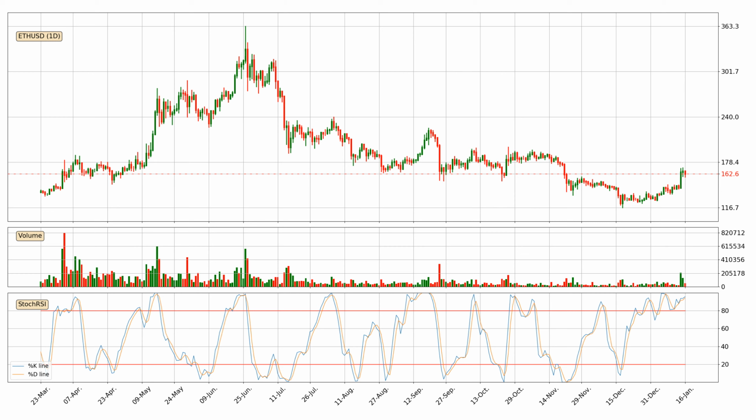An example can be seen here, where the stochastic RSI was in the overbought region and the %K line crossed the %D line to the downside. Then the price predictably moved down.